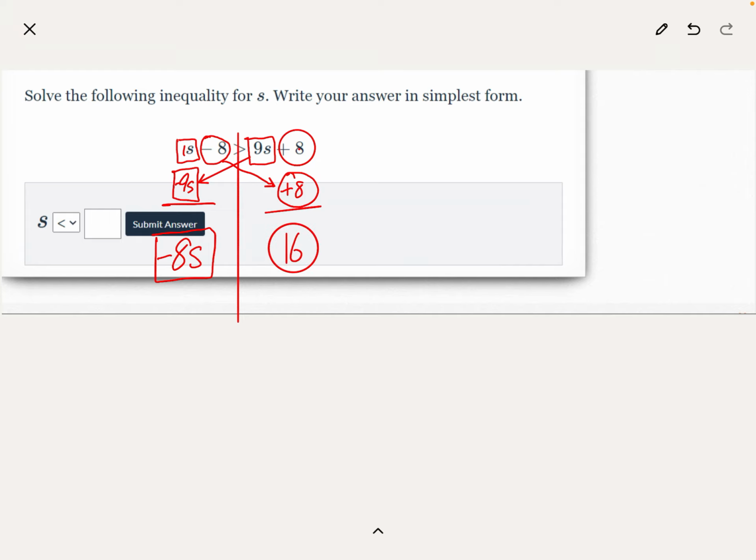And remember, the last step is always divide by whatever number's in the box. So we're going to divide both sides by negative 8. And this is going to be 1s. And on this side, this is going to be a negative 2.